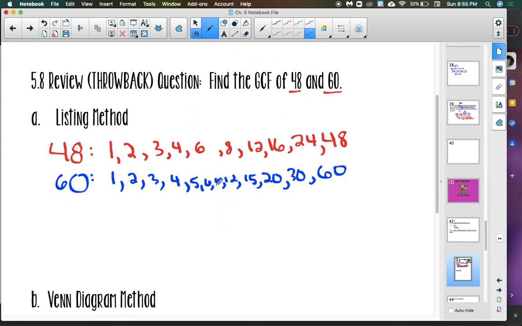To find the GCF by listing, all I do is find the biggest number that's in both lists. Greatest common factor means the greatest factor that's in both of those numbers, and I believe that greatest factor is 12. So, listing method, the GCF is 12.